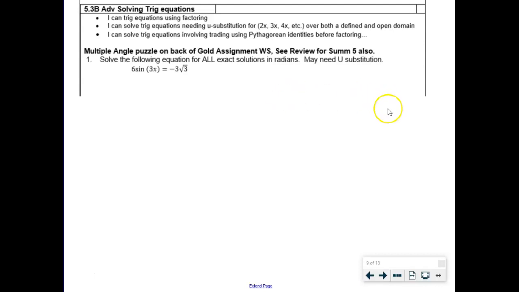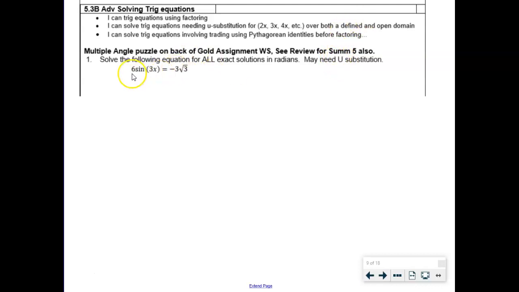This test, I'm a little worried on time, so we're going to talk about how we can save ourselves a little bit of time and energy on this test. So on the review page that you picked up yesterday, number 1, kind of in the middle of the page, I want you to solve this for all solutions, and it says you may need U substitution. I think on the directions for the test, we just wrote, you will need U substitution. So there's no ifs, ands, or buts about it.